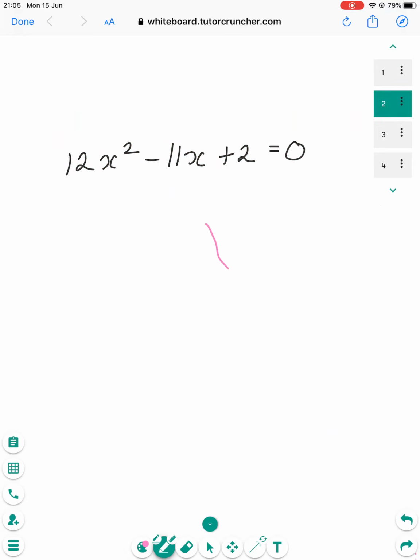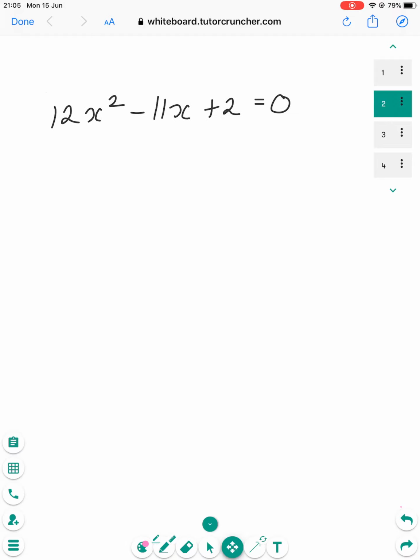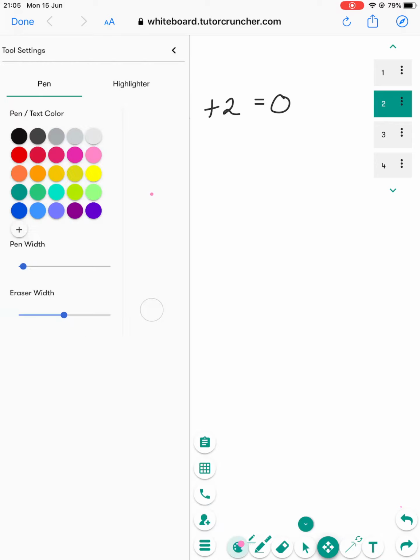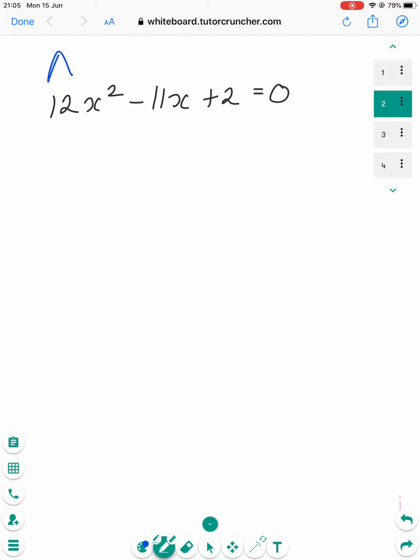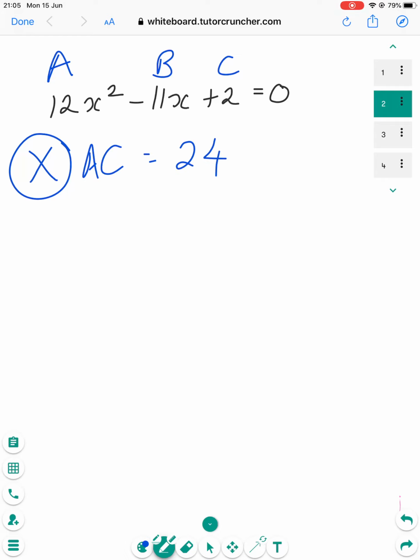Right, so now this equation looks slightly more complicated because we've got a whole other set of coefficients. So what's the first thing we're going to do? Well, we're going to label. So we've got A, B, and C. Now we're looking for two numbers that multiply to AC, which is 24 in this case, A times C. And those same numbers have to add up to B, which is minus 11.